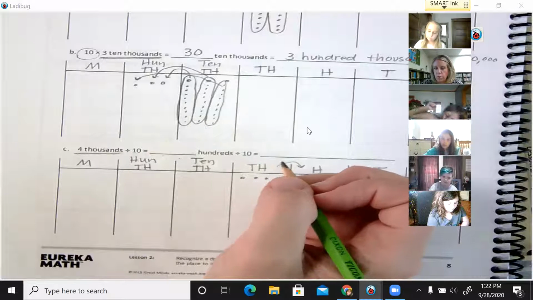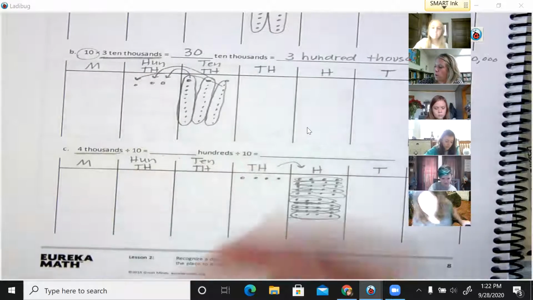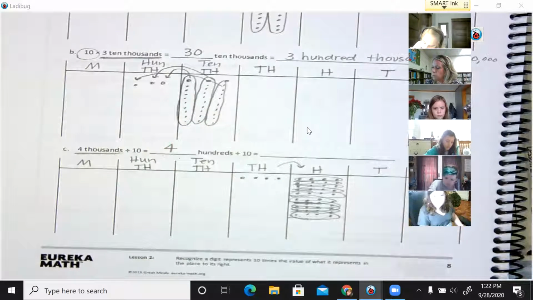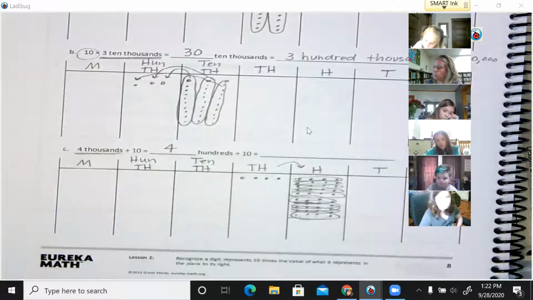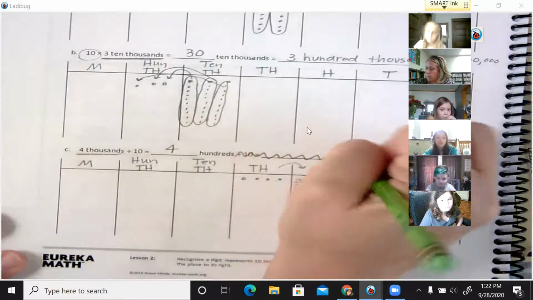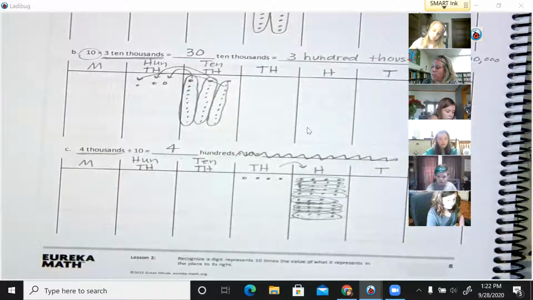If you know, go ahead and unmute yourself and tell me. 4. Very good. So we have 4 hundreds. And we're going to scratch this out because we just want to know that 4 thousands divided by 10 equals 4 hundreds.